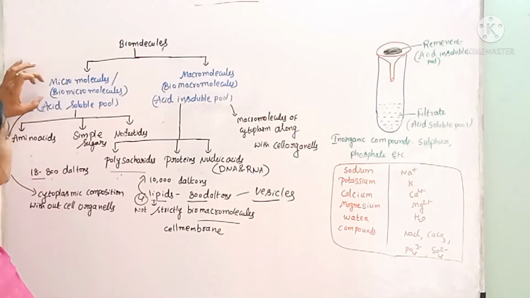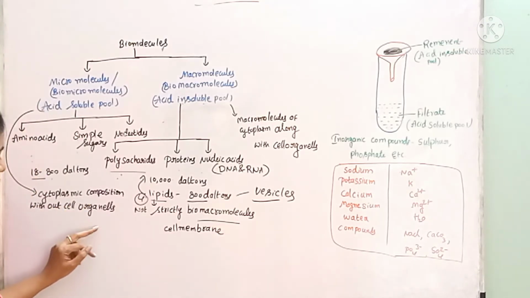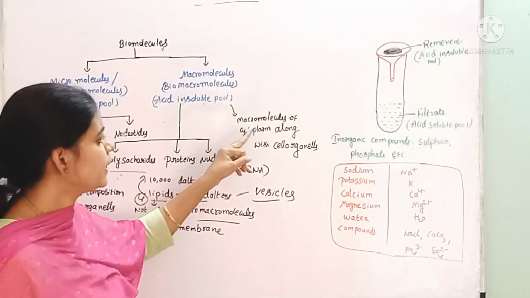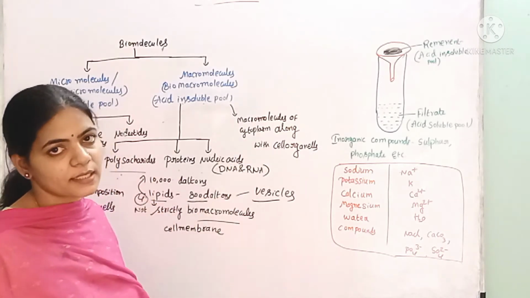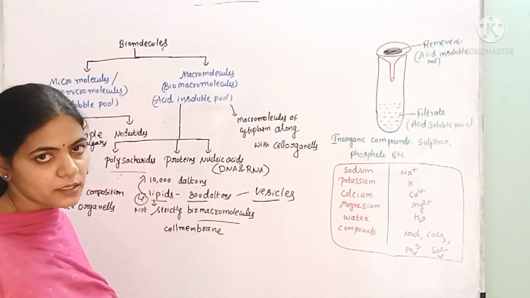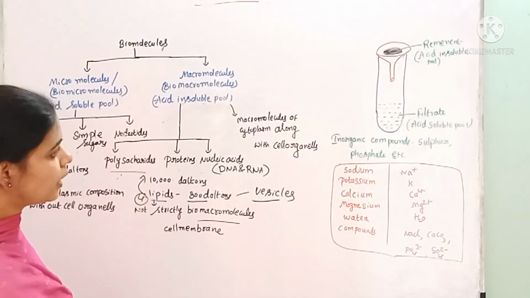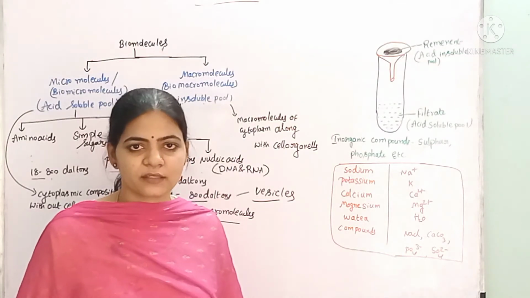The acid soluble pool represents the cytoplasmic composition without cell organelles, whereas the acid insoluble pool represents the macromolecules of the cytoplasm along with cell organelles. So this is about the classification of biomolecules, and next we'll study primary and secondary metabolites.